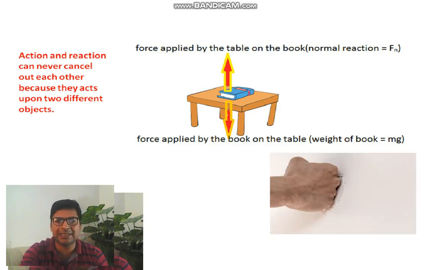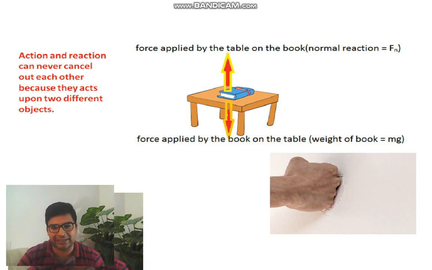A very common example: if we are hitting the wall, we are punching the wall, one force is acting on the wall and the other force is acting on our hand. So these two forces are acting upon two different objects. Therefore, these two forces can never cancel out each other. Then the question is this: in case of the book and the table, why is the book at rest?